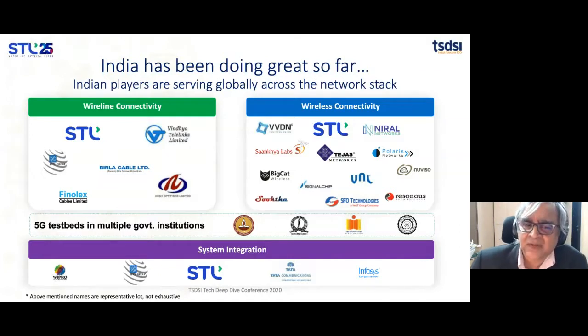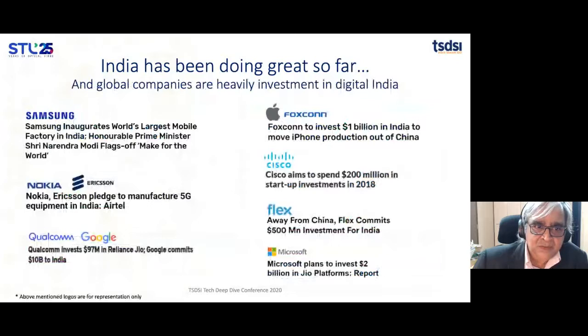A tremendous amount of intellectual bandwidth is available for us to just tap into with all the engineering institutions, the IITs, and so on and so forth. Right? And it has not gone unnoticed. Obviously, global companies are heavily investing in India. There are the Samsungs and the Foxconns and the Nokias who have now set up shop and are doing extremely well in terms of their engineering and R&D efforts in the Indian context, right?